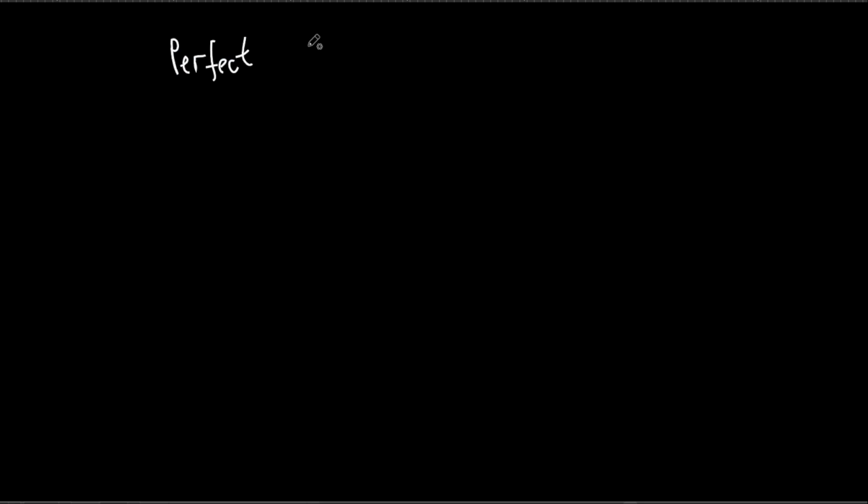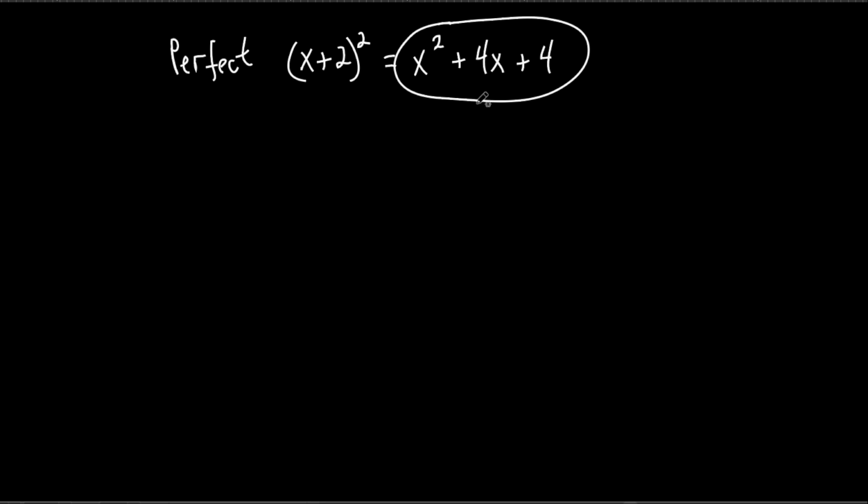For instance, if you have x plus 2 squared, that's a perfect square because you have one thing in the parentheses and it's squared. But what would this be? We just did this, like 5 seconds ago. It's going to be x squared plus 2x plus 2x, which is 4x, plus 4. So what we're going to do is I give you this, and you have to come up with that.